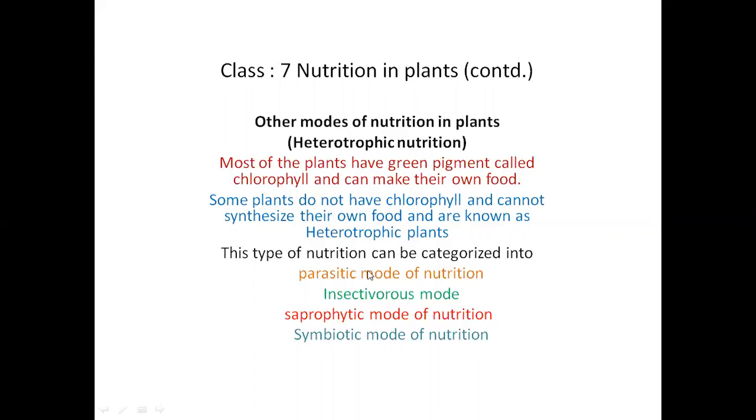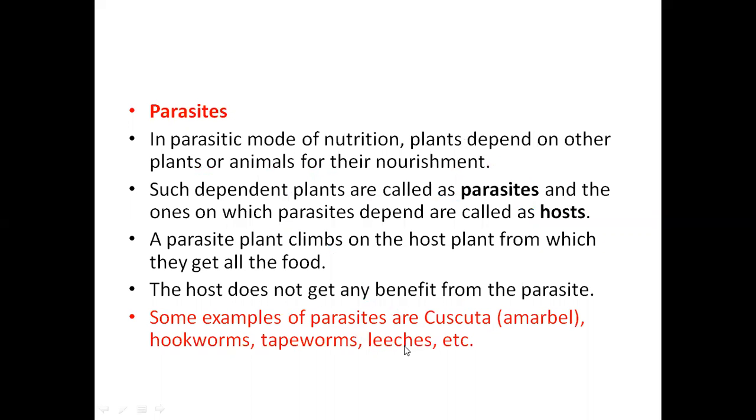Fine. So the different categories under the heterotrophic mode are parasitic mode, insectivorous mode, saprophytic mode, and symbiotic mode of nutrition. Students, today we are learning only two modes under this. One is parasitic, the other one is saprophytic. The other two, insectivorous and symbiotic mode, we'll learn in the next video. Let's start our parasitic mode of nutrition.